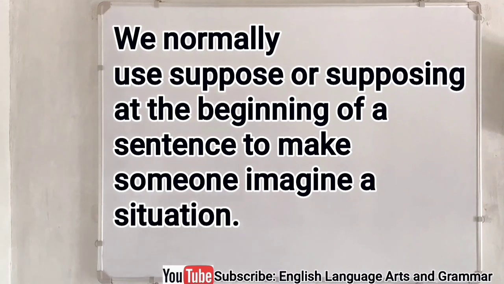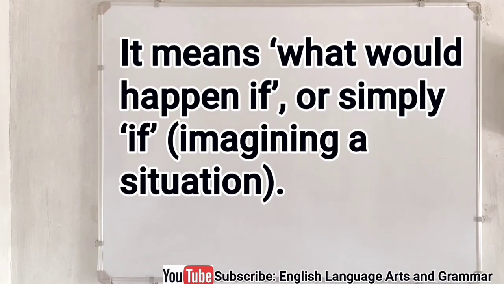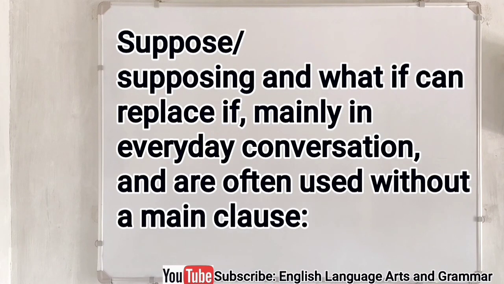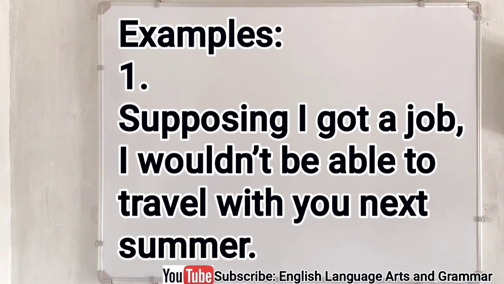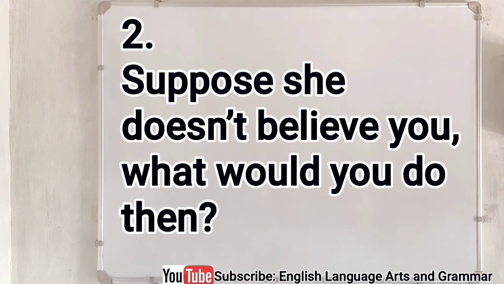We normally use suppose or supposing at the beginning of a sentence to make someone imagine a situation. It means what would happen if, or simply if imagining a situation. Suppose or supposing and what if can replace if, mainly in everyday conversation, and are often used without a main clause. Example 1. Supposing I got a job, I wouldn't be able to travel with you next summer. Example 2. Suppose she doesn't believe you, what would you do then?